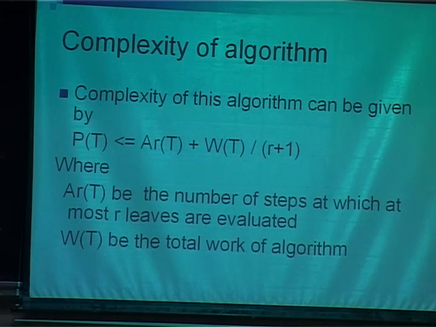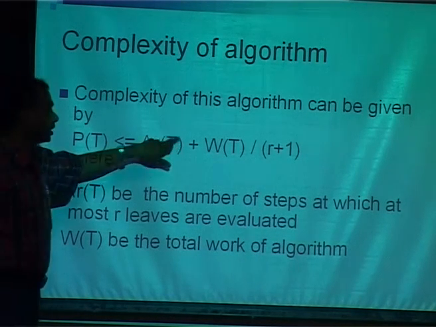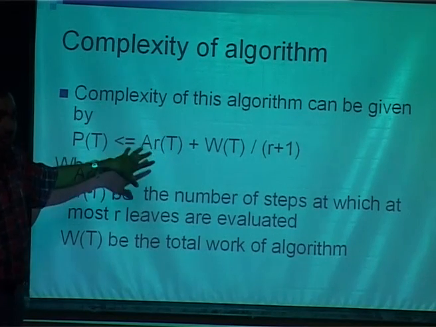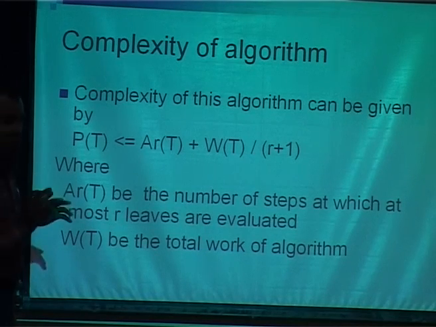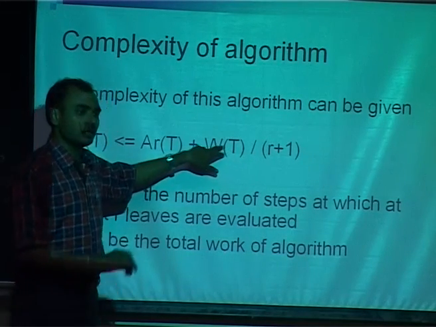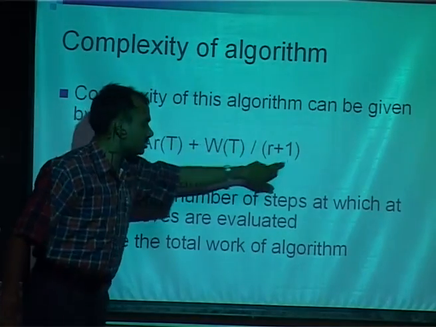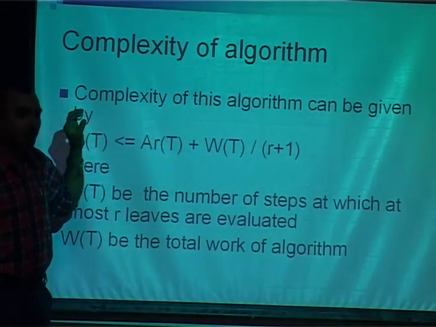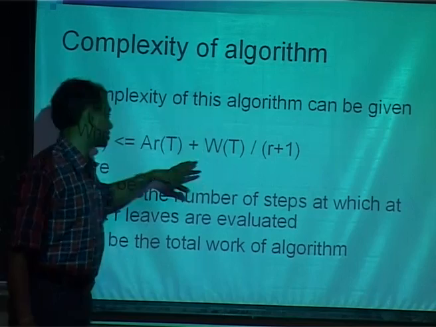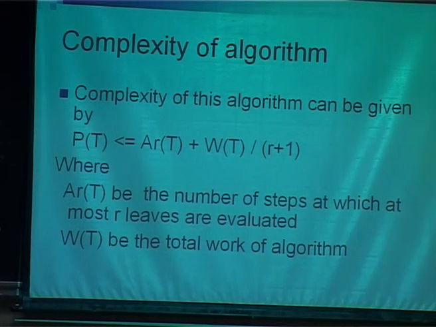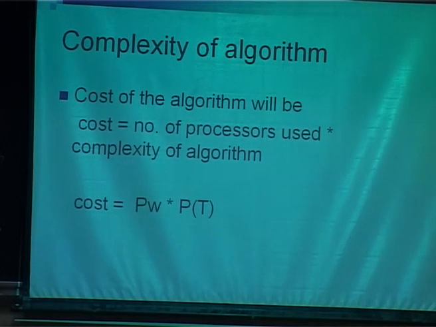The complexity will be dominated by the number of parallel steps in this algorithm. The number of parallel steps, where A_R is the number of parallel steps in which at most R leaves are evaluated in each step, and W is the total work done. So this term will give us the number of parallel steps in which a minimum of R leaves are evaluated. So this is the sum of parallel steps. That's why we are saying that this complexity is dominated by the parallel steps. So what is the cost? Cost will be just the complexity times the number of processors.